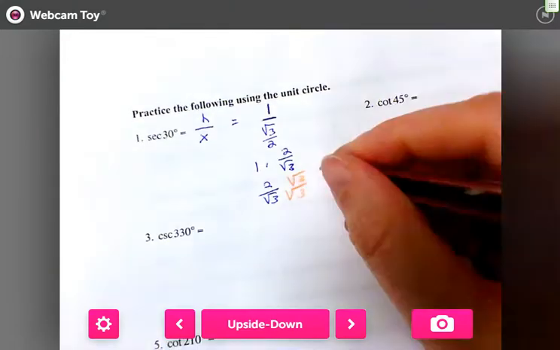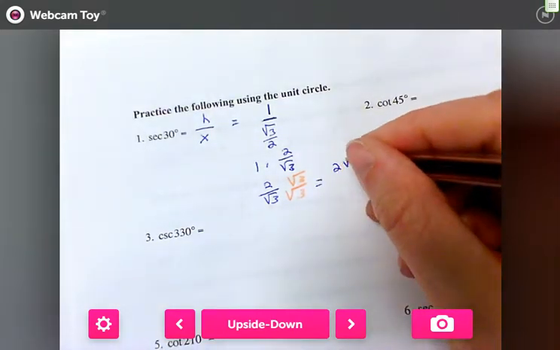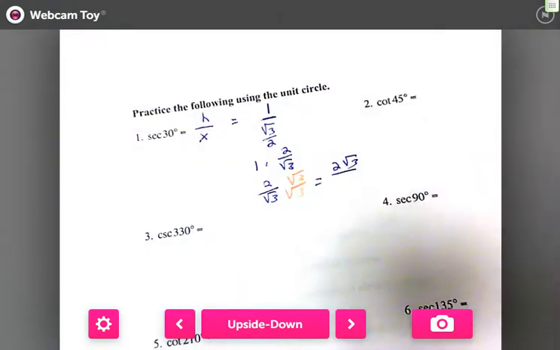And that's going to give me 2 square root 3 over, what's 3 times 3? It's 3 times 3. What's the square root of 9? There you go.